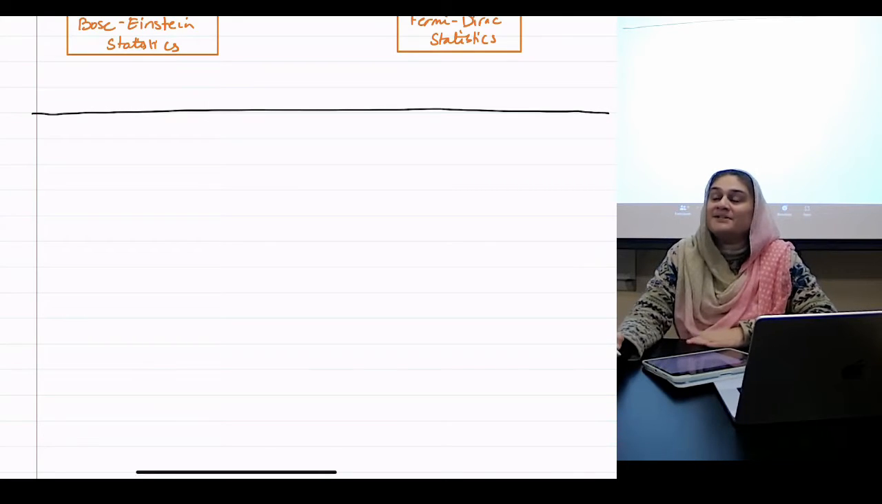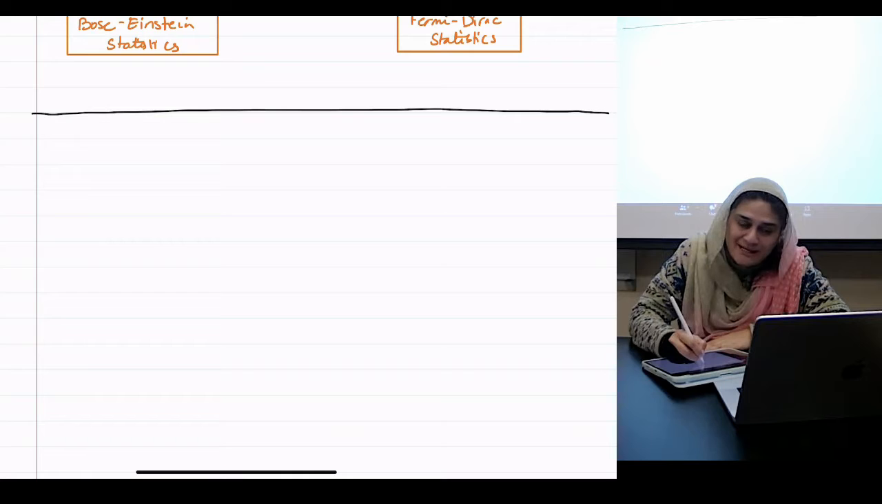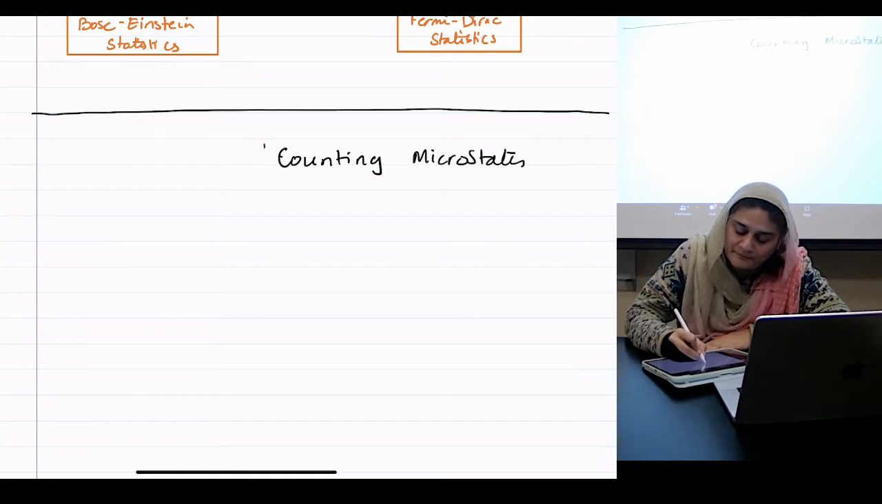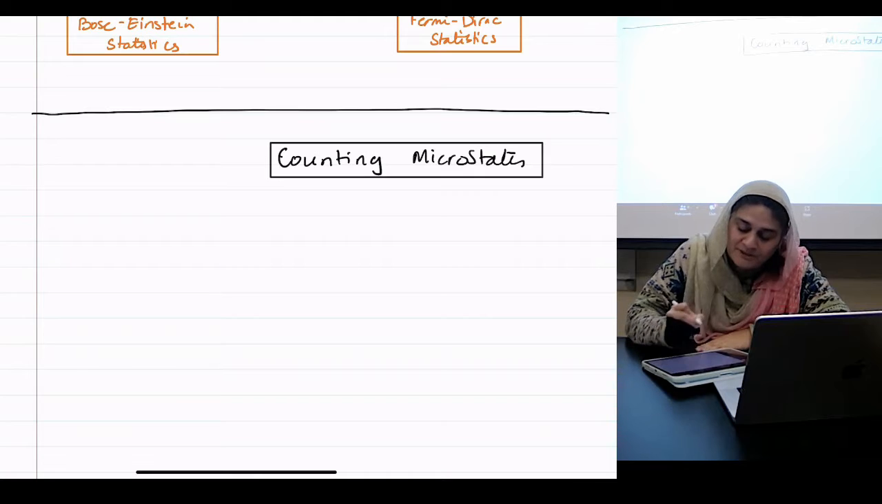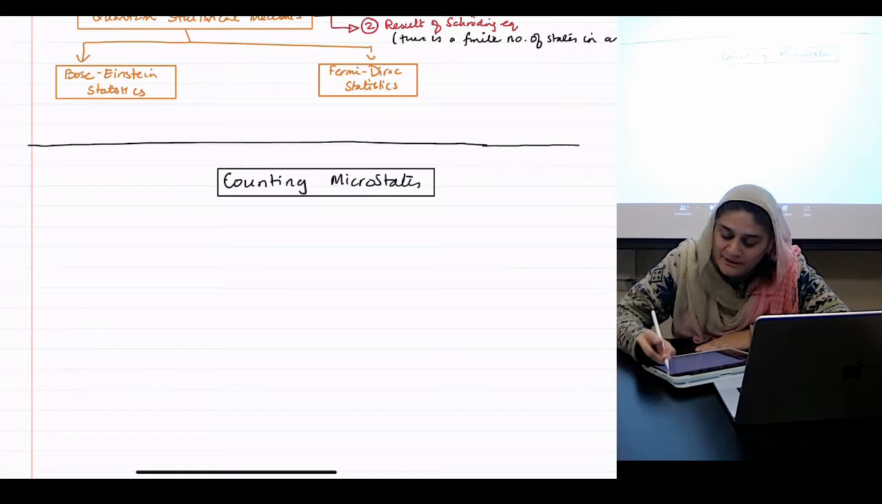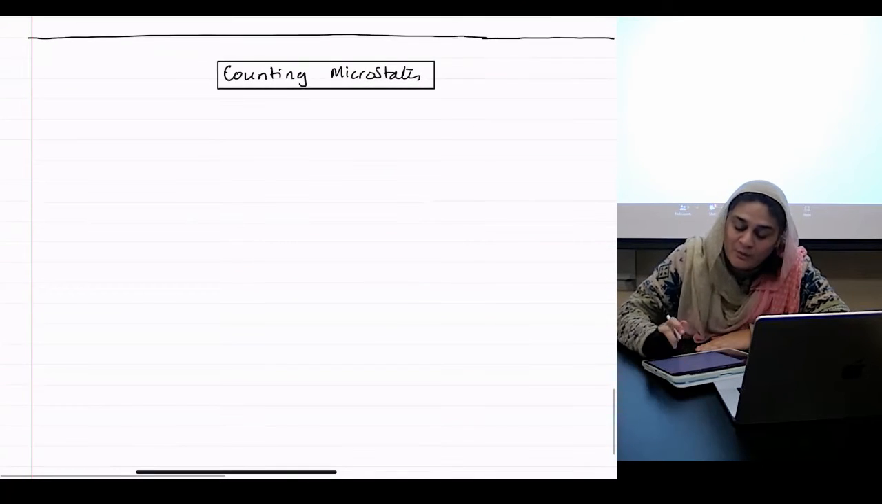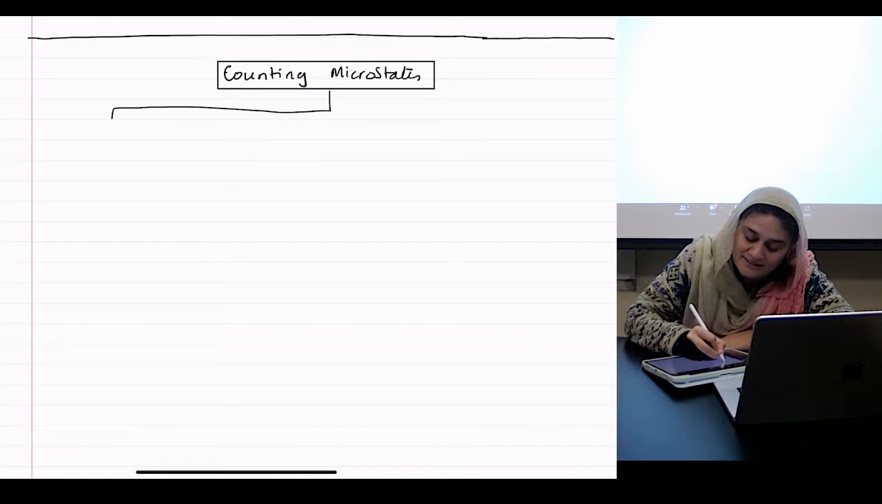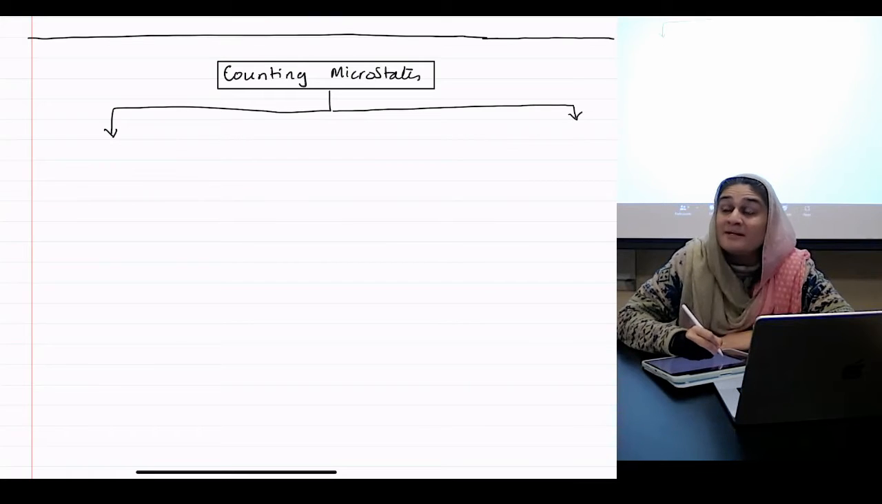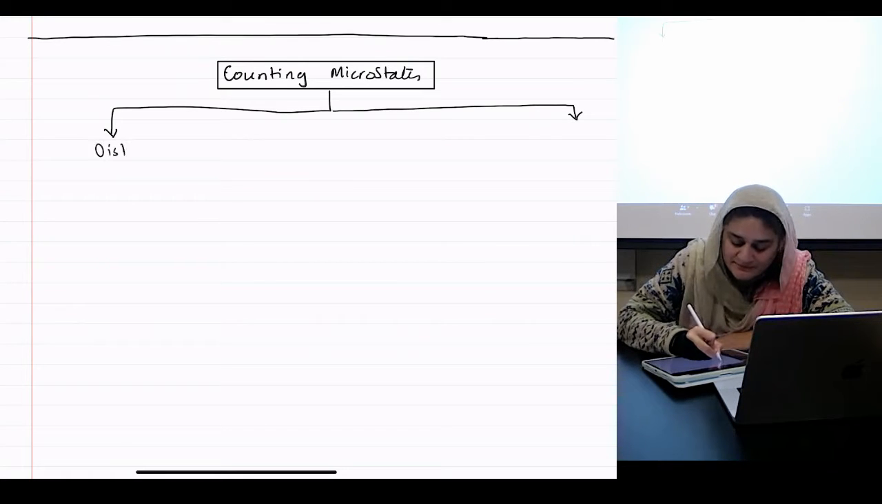So the big problem in statistical mechanics is how do we count states? Counting microstates. In order to make our lives a little bit simpler, we have decided that we are going to divide these things into two main categories. One is when we can distinguish particles, and one's when we cannot.